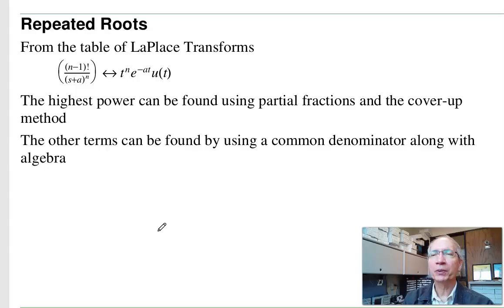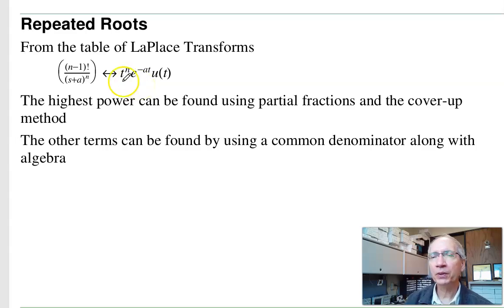You can get repeated roots in statistics as well. For example, if I have 1 over s plus a, that corresponds to an exponential distribution, such as the time it takes for an atom to decay. If I want to find the time it takes until 2 atoms decay, that'd be 1 over s plus a squared. 3 atoms decay, cubed; 4 atoms to decay, to the 4th. So in statistics, you can get repeated roots. If you have repeated roots, the inverse Laplace transform is t to the n e to the minus at.